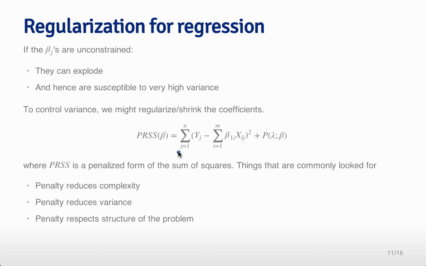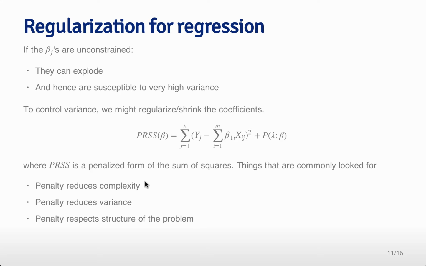So remember that what we might want to minimize is some kind of distance between our outcome and our linear model. Here this is a distance between the outcome and the linear model fit squared. That's the residual sum of squares. And then you might also add a penalty term here that says, if the beta coefficients are too big, it'll shrink them back down.